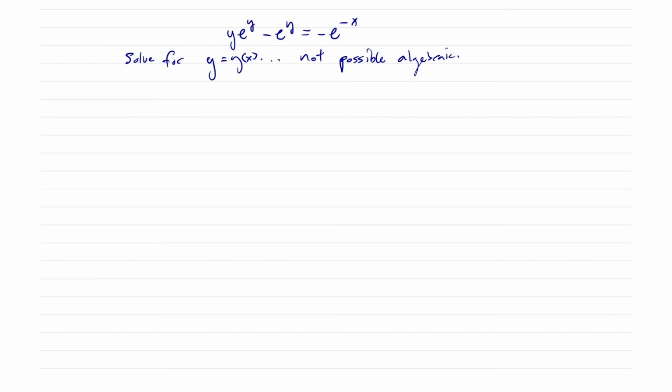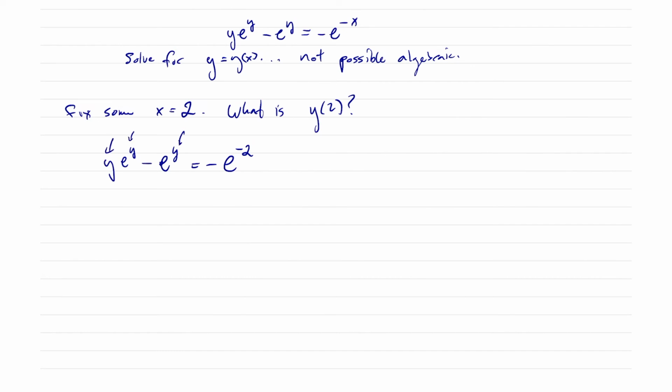What is this numerical method? Well, what we're going to do is fix some x equals x naught, so let's just say 2. You can replace 2 with any value you want to find. So now we can say, what is y of 2? Well, that'll be whatever you get when you solve this: y e to the y minus e to the y is equal to minus e to the minus 2. And so over here we can think of y as being sort of y of x, but we're trying to solve this equation.